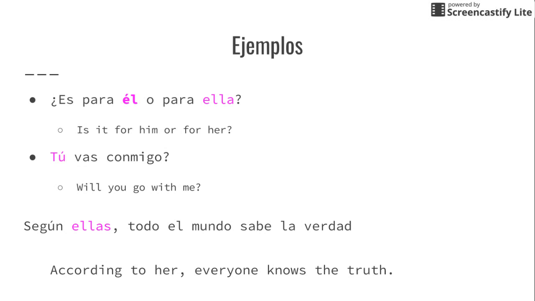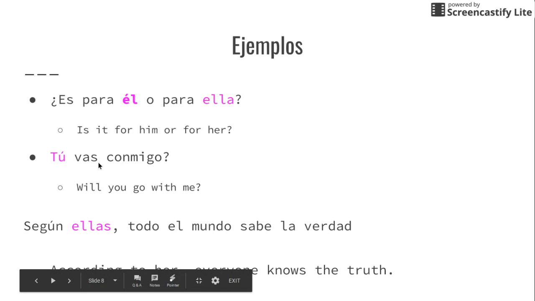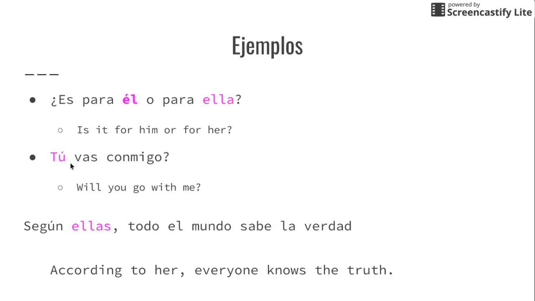Again, here are some examples. For example, ¿es para él o para ella? Is it for him or for her? ¿Tú vas conmigo? Will you go with me? So, who is the person? Tú. Según ellas, todo el mundo sabe la verdad. According to her, everyone knows the truth. So again, in this one, you can see that the prepositional pronoun goes in front of the conjugated verb. So over here, tú vas conmigo, the conjugated verb is ir, to go. So will you go with me? And the tú goes in front of to go.